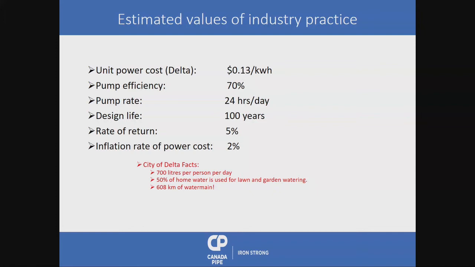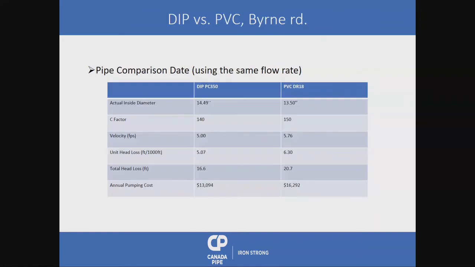50% of the water that they use is actually for lawn and gardening. So half the water they're just spraying out onto the lawn. And they have 608 kilometers of water main in a small community like this. So this is the one, DIP versus PVC on that Byrne Road project. So you're looking at this and you're probably thinking, Brent, it's not a big deal. We're talking about the bottom line of annual pumping costs, $13,000 compared to PVC, which is $16,000. That's not a lot. Let me show you something.